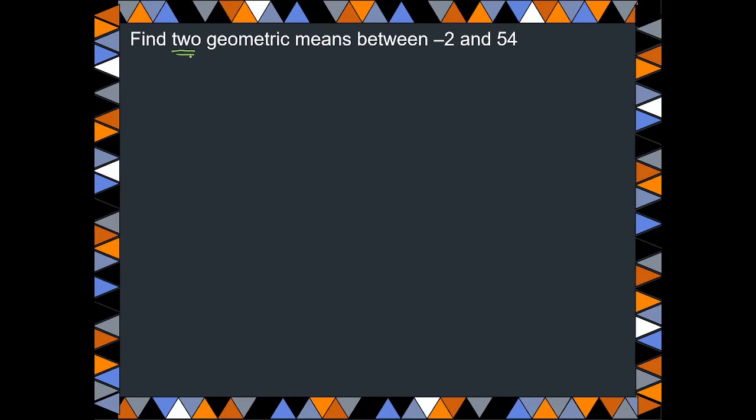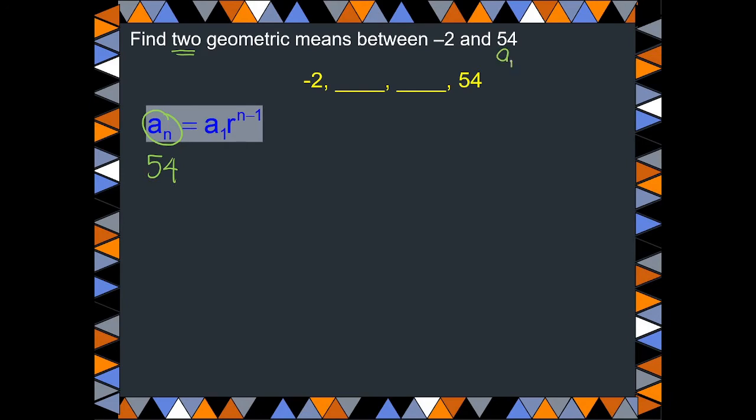This one, you are required to get two geometric means. So, therefore, you'll have two blanks between -2 and 54. So, I'm gonna be using the geometric sequence formula. What is a sub n in our problem? 54. This is your a sub n. What about the first term?